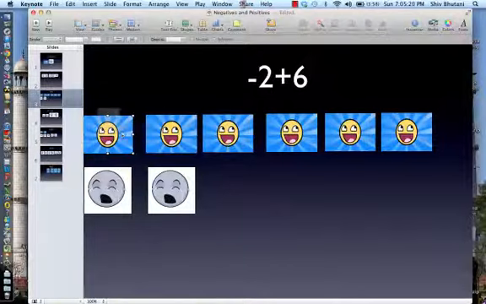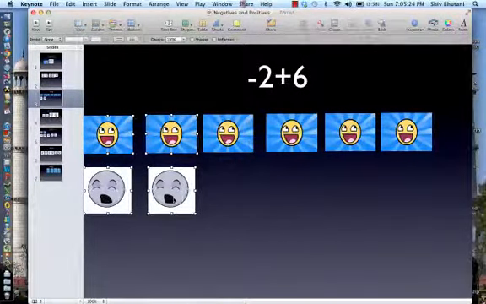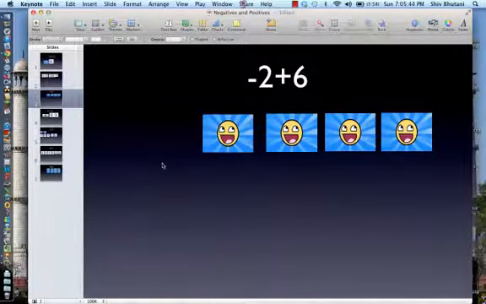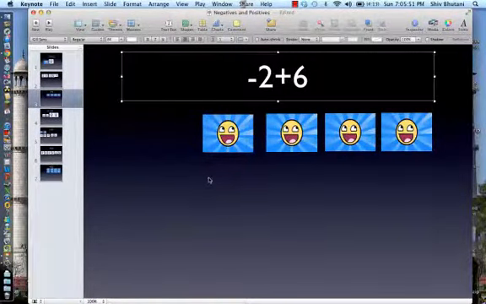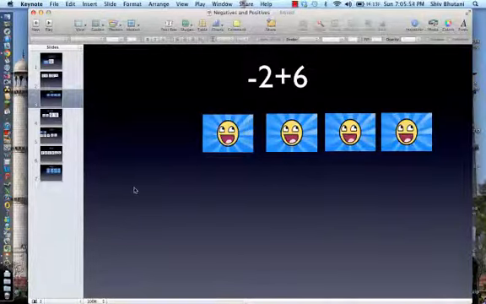So these two actually cancel each other out because the happy is telling the negative how nice it is to be happy, and the negative says that he doesn't want to be happy. So they all leave because they're trying to argue and figure out which one's better. So now all we're left with here is 4 positives. So then we have +4.